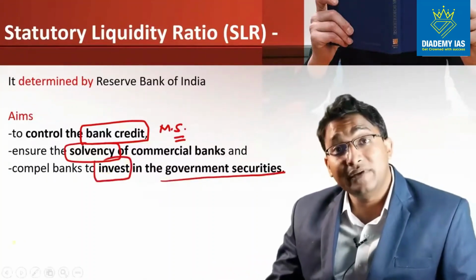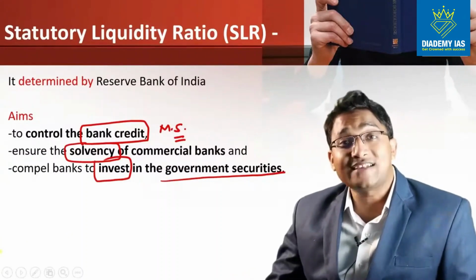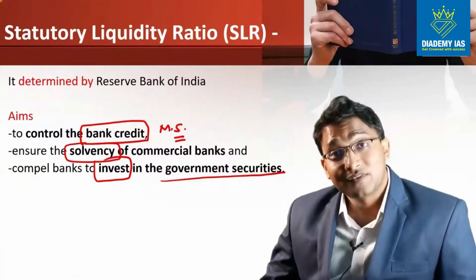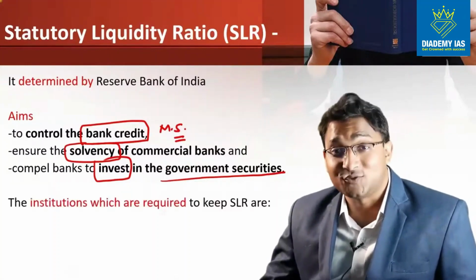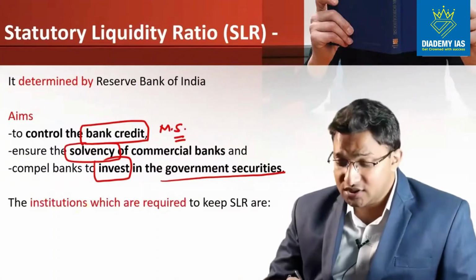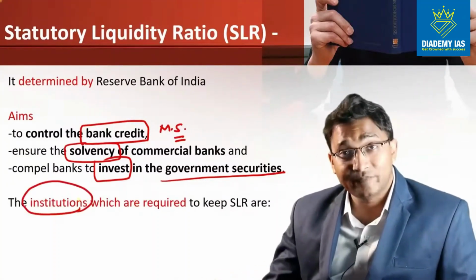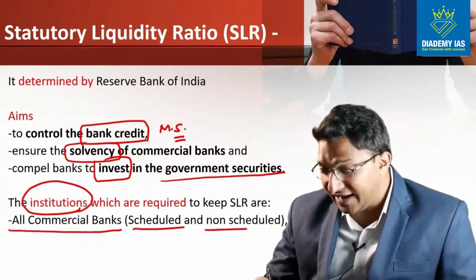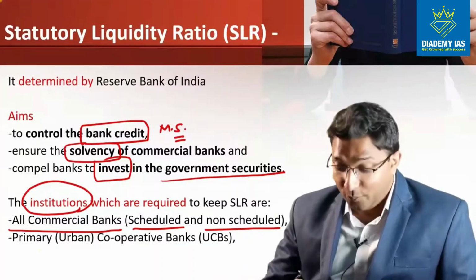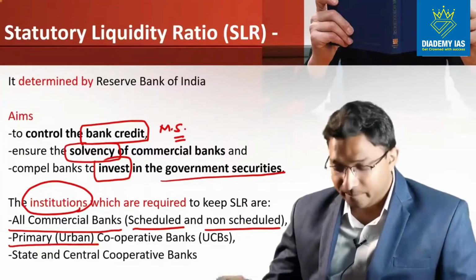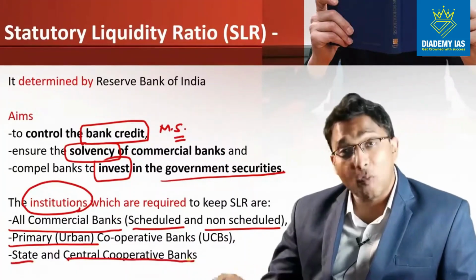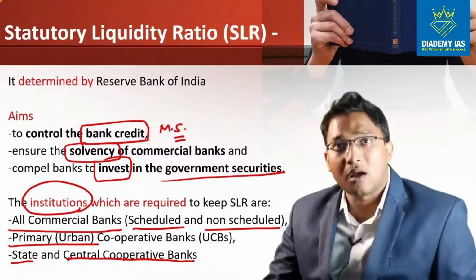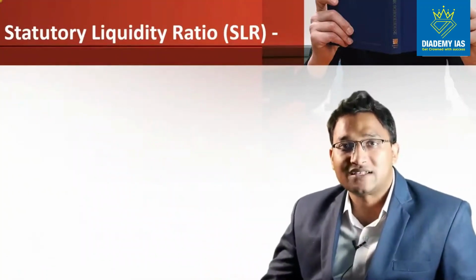So SLR is one of the major tools through which the banks are made to buy government securities. So whenever the government wants to raise funds, this SLR comes as a major rescue. Now, which are the institutions that are supposed to keep this SLR? One, all the commercial banks, which include scheduled banks and non-scheduled banks, primary urban cooperative banks, state and central cooperative banks, right? So the cooperative banks and both scheduled and non-scheduled commercial banks are supposed to keep the SLR.